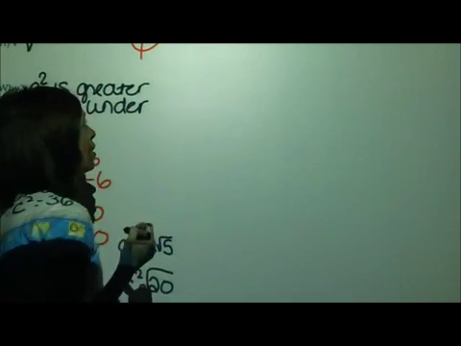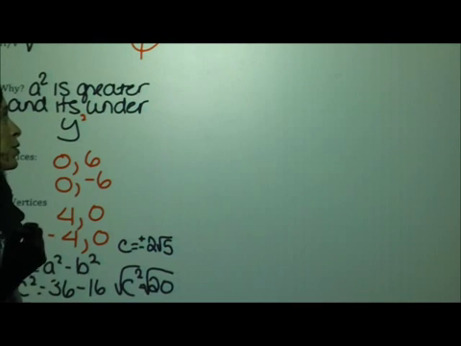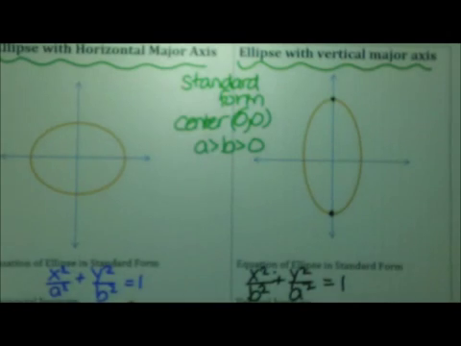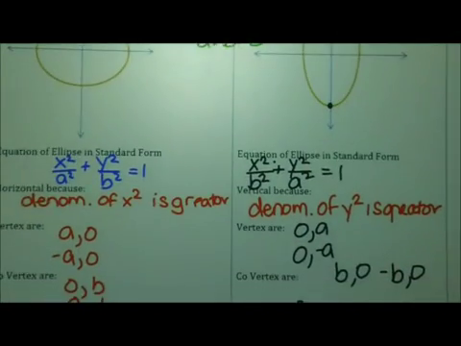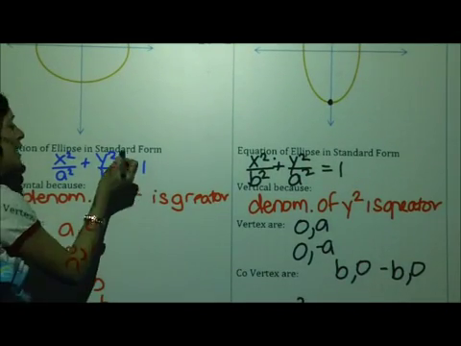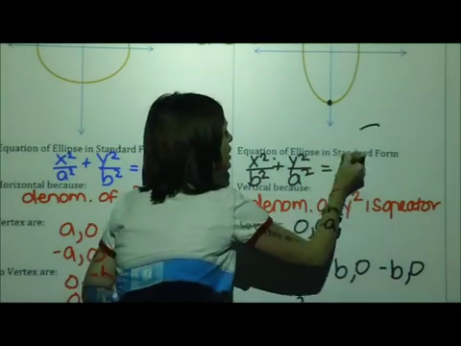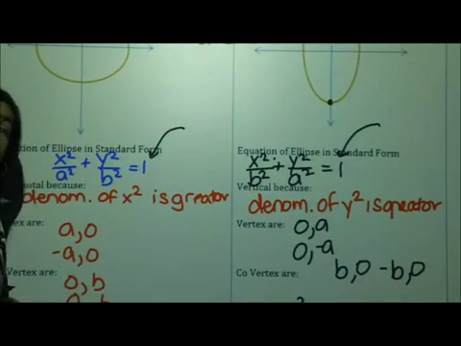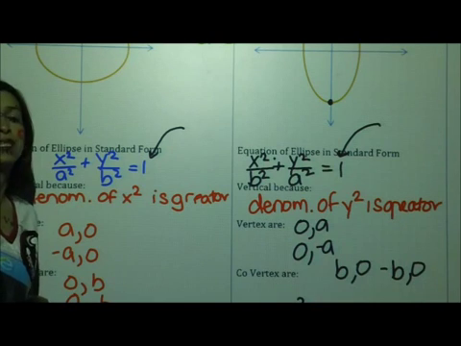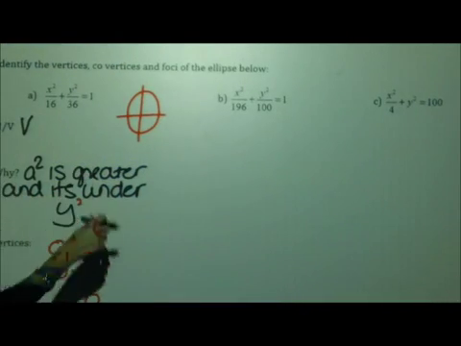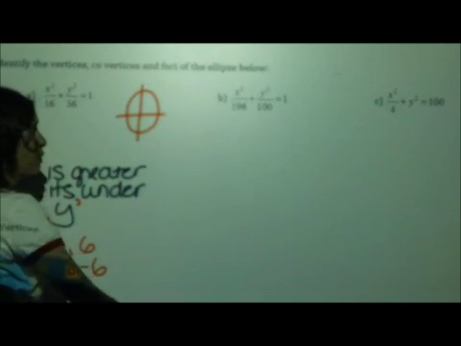x squared over 196 plus y squared over 100 equals 1. And actually I need to stop a second. I'm going to jump back here because I don't think I really did a good job pointing this out. If this ellipse is in standard form, it has to be equal to the number 1. If it's not, you're going to have to do something to it to get it equal to the number 1.